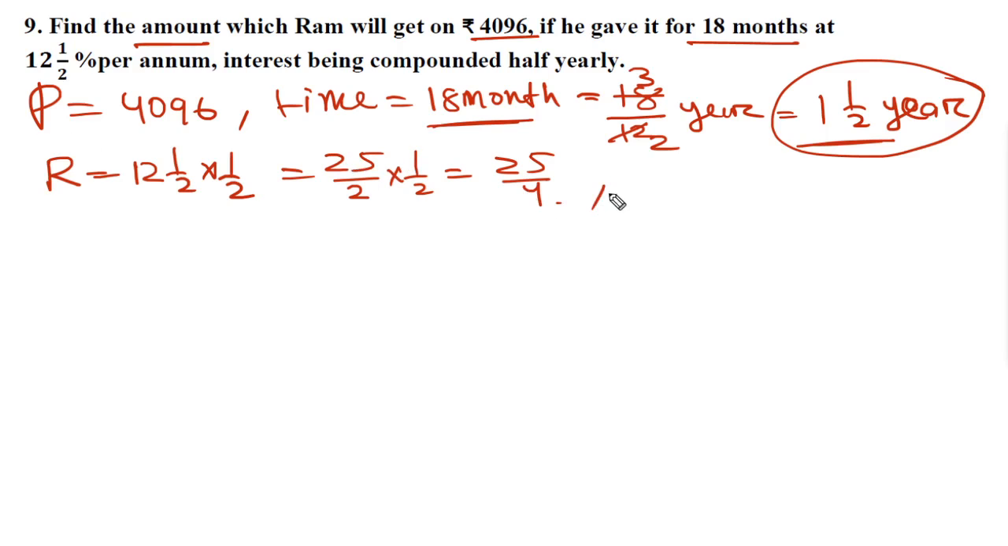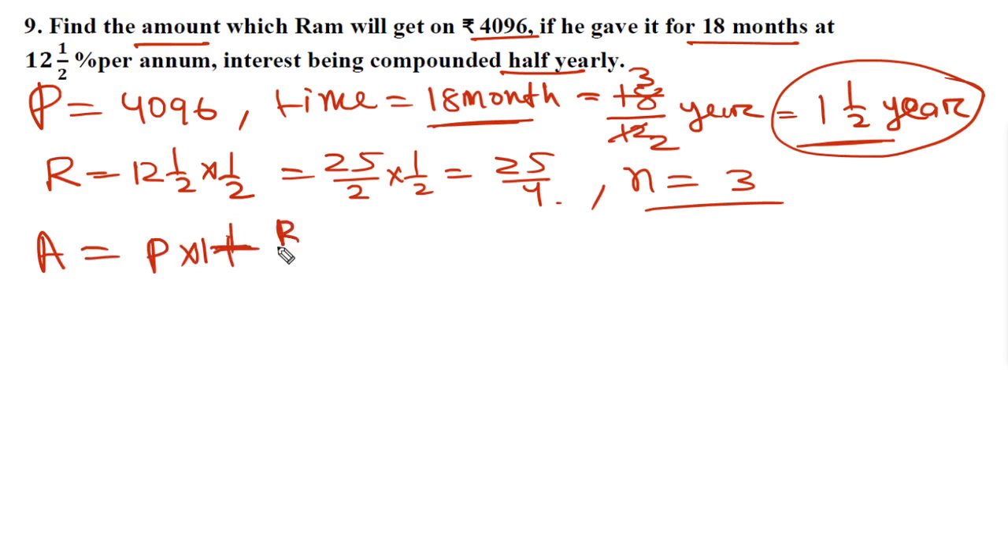Okay, we'll find n also. You know that in 1 whole 1 by 2 years, compounding, how many times will it be compounding? When it is compounding half yearly, it will be 3 times. So n is 3 here. Now you know that amount A is equal to P into 1 plus R by 100 to the power n.